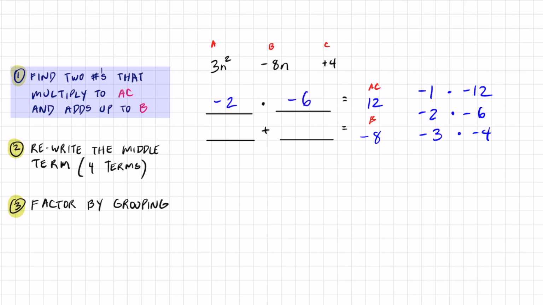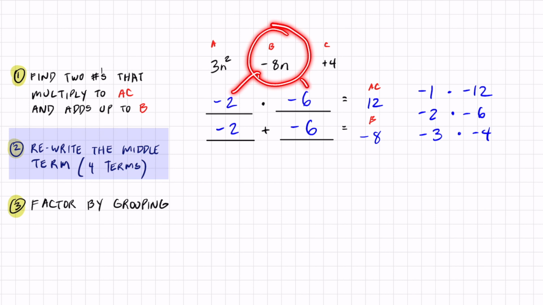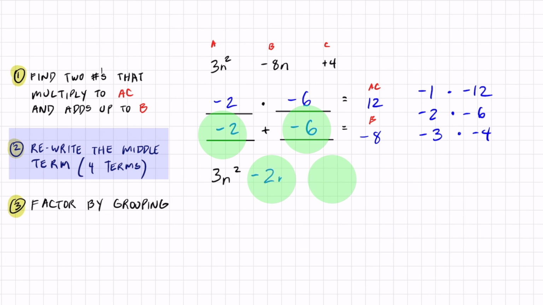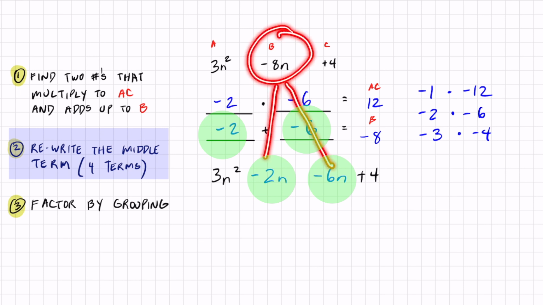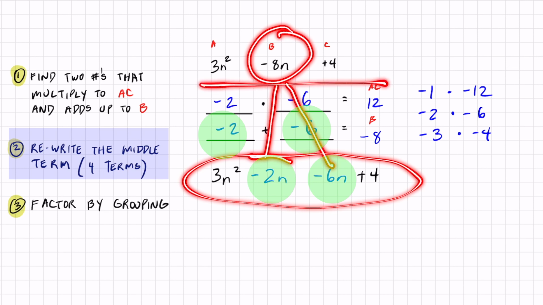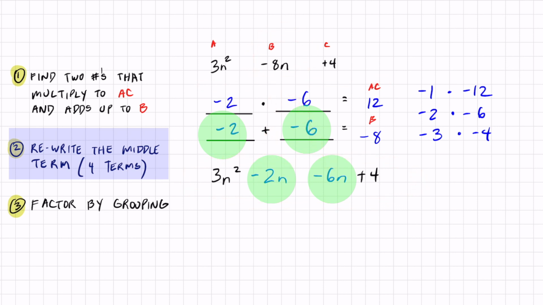And trust me, this is probably the hardest part, especially when you start getting larger numbers than the ones I'm giving you. Once you got those two numbers, then we can rewrite the middle term. So we're going to exchange -8n into these two numbers. That way we can factor by grouping. I'm going to write that right below 3n squared, and I'm going to change -8n to -2n and then -6n plus 4. So I'm only changing the meaning of the middle term because this is the same thing as this, but at least I can factor by grouping if I got four terms.